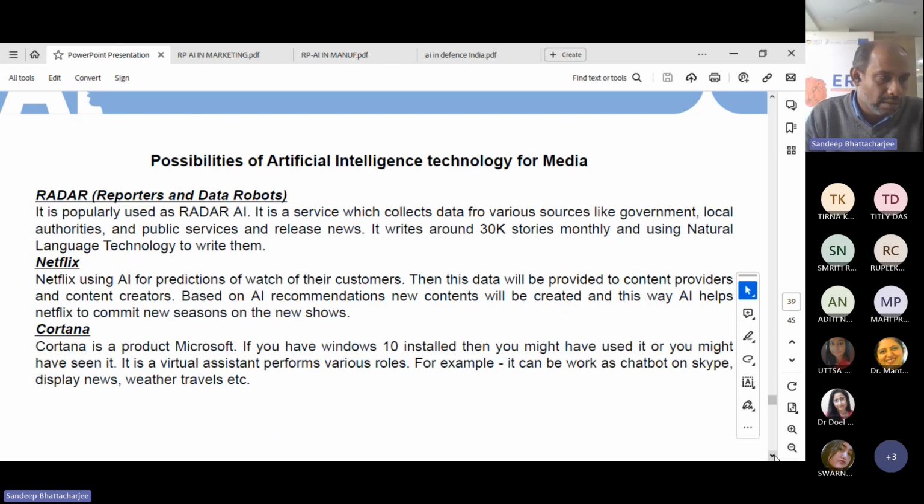Then you've got Cortana. Microsoft Cortana is a very popular product of Microsoft. So if you have Windows 10 installed in your system, you might have used it or seen it. Actually, everybody has seen it if you have got Windows 10. It is a virtual assistant performing various roles. You can just tell it, okay, find this, find some errors, fix some errors, open this application, or open the media player. So it will do all this work for you.